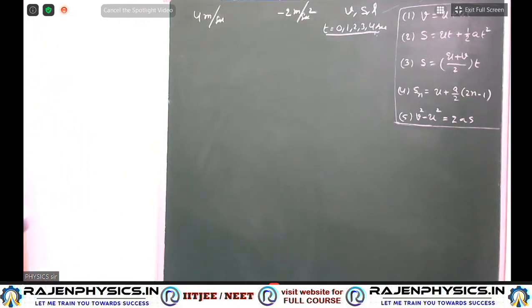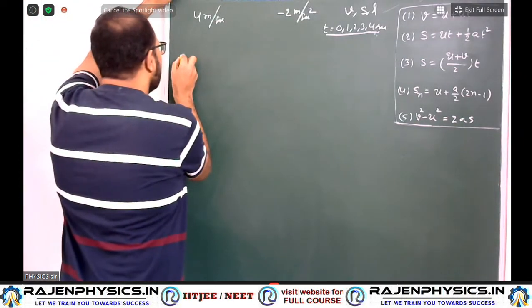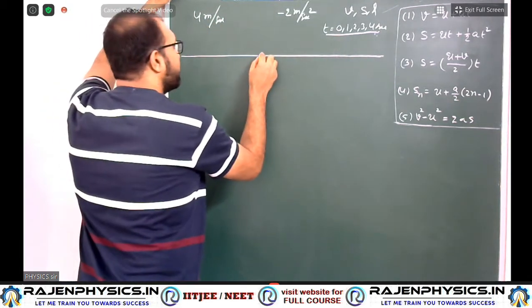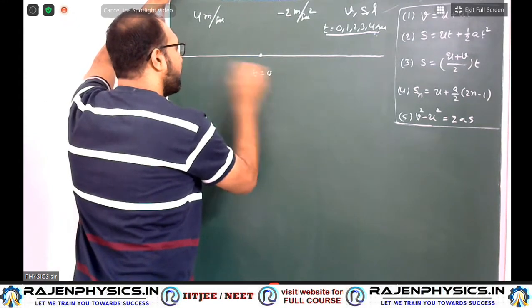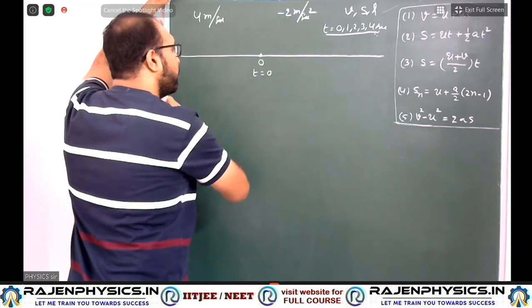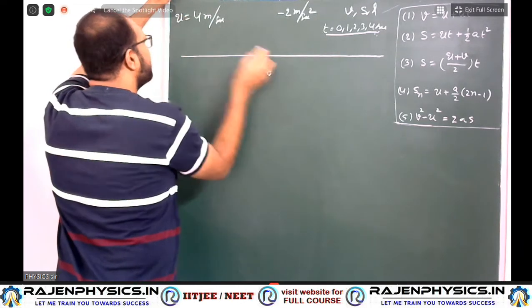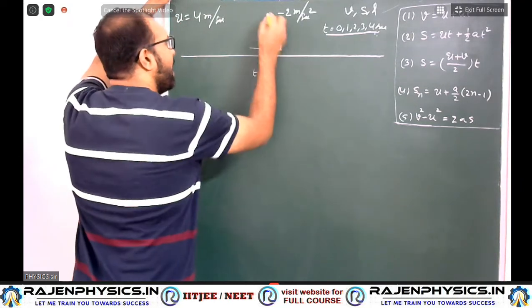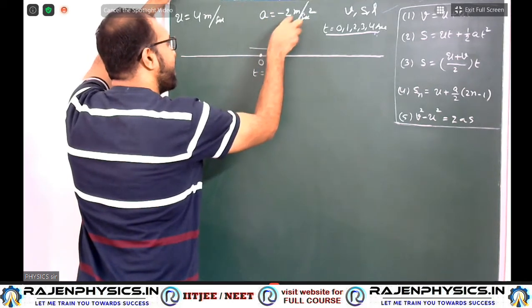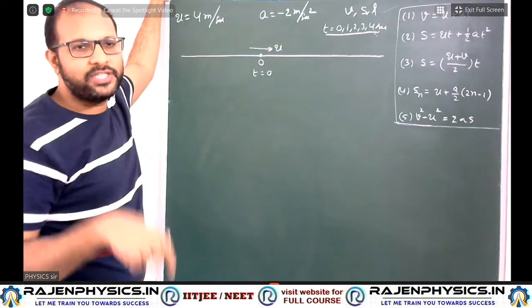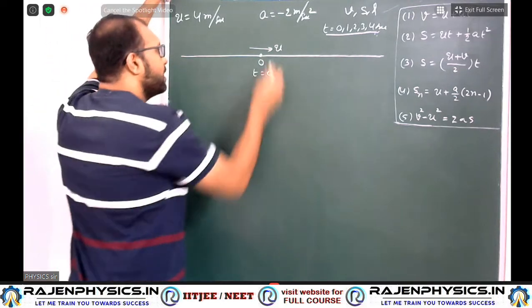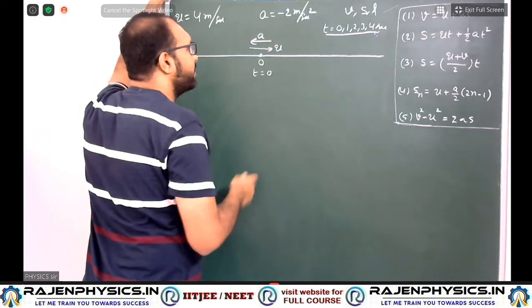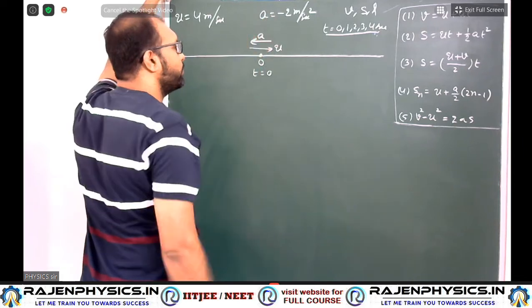Yes, so students, again, along this line body is moving. At t equal to 0, our body is at point number O and moving with velocity 4 meter per second to the right side. This is the velocity. And the examiner given acceleration, that is minus 2 meter per second square. Students, retardation is opposite to velocity. So acceleration backward, velocity right side. This is 4, this is 2.